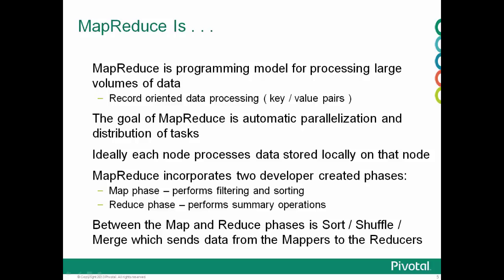The MapReduce process incorporates two developer-created phases. One of them is the map phase, which basically reads blocks and performs filtering and sorting type operations. And there is the reduce phase, which performs summary operations and calculates final results. Between the map and reduce phases is a phase called sort, shuffle, and merge, which sends data generated by the mappers to the reducers for final results.